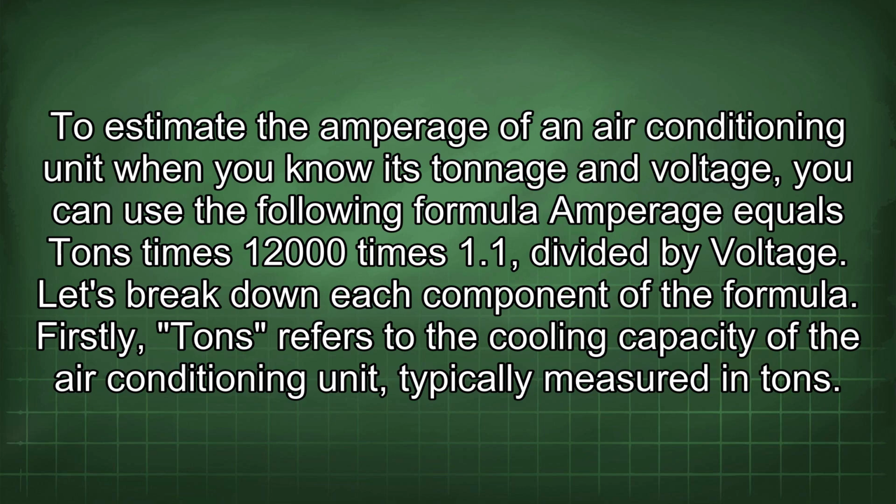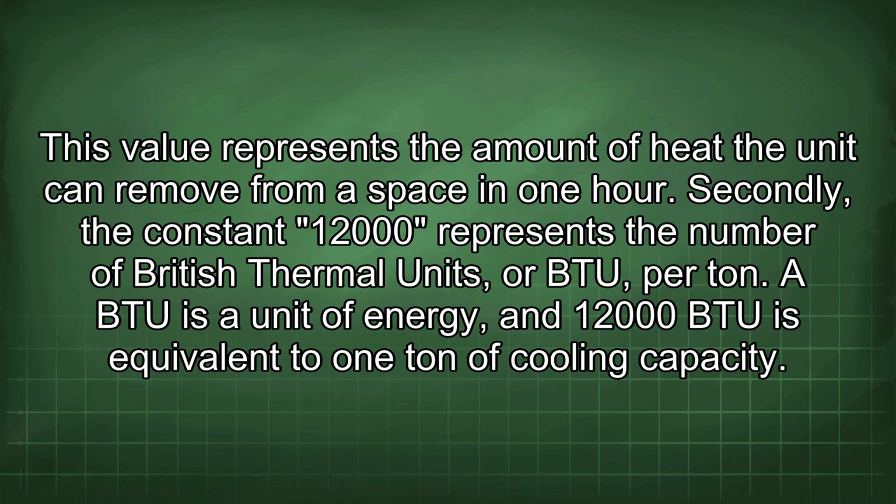Firstly, tons refers to the cooling capacity of the air conditioning unit, typically measured in tons. This value represents the amount of heat the unit can remove from a space in 1 hour. Secondly, the constant 12,000 represents the number of British thermal units, or BTU, per ton. A BTU is a unit of energy, and 12,000 BTU is equivalent to 1 ton of cooling capacity.